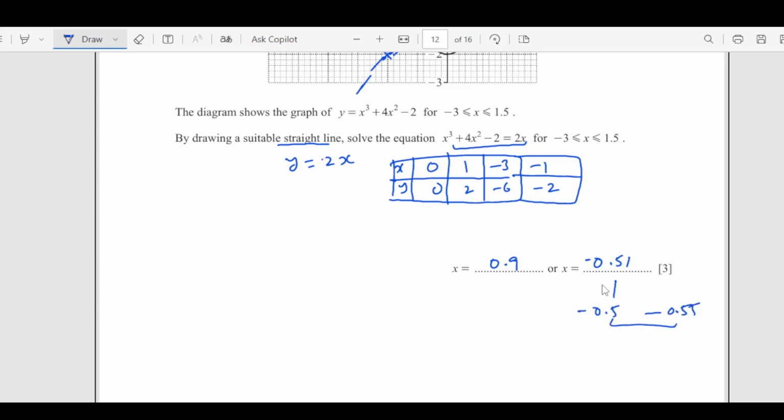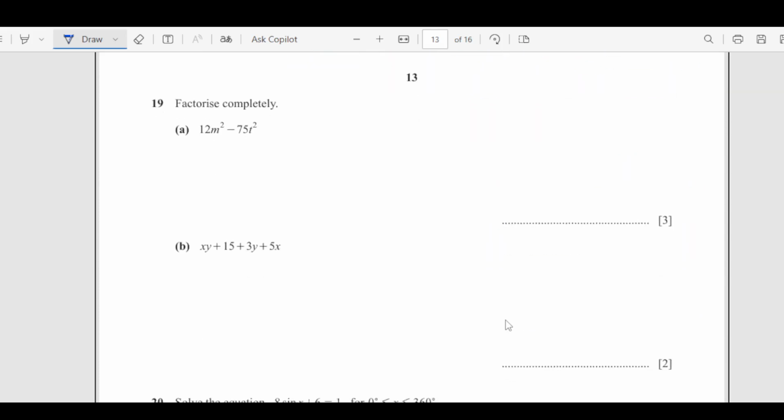You can have any of these answers, and for this one it is 0.85 to 0.9. So we are still in the range, right? Now number 19, factorize completely.